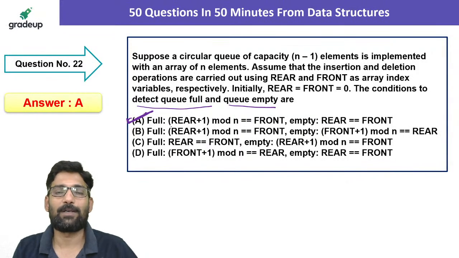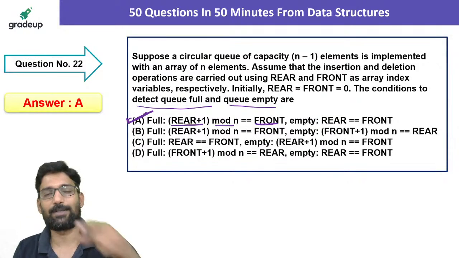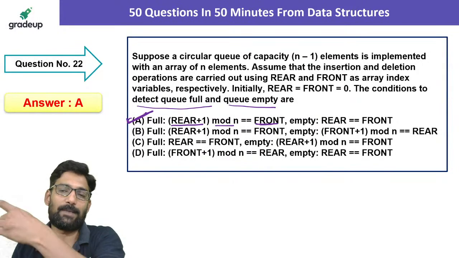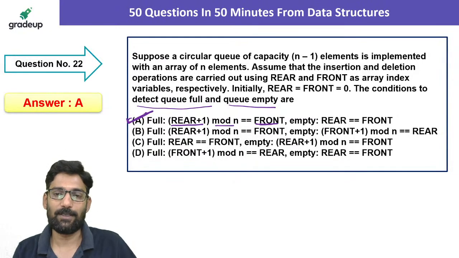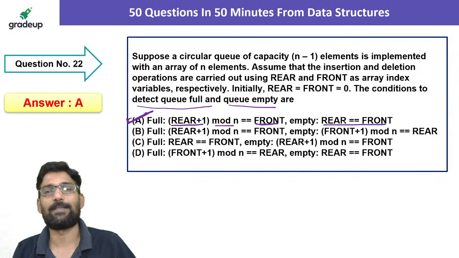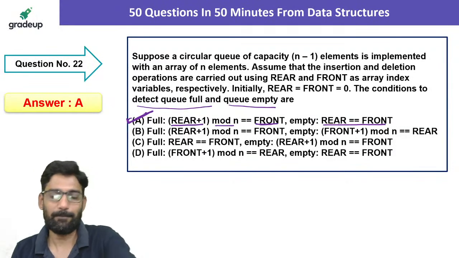To check whether the queue is full or not, rear plus 1 mod n, if it is equal to front, circular queue, no? So if the rear plus 1 meets front, that becomes it is full, and if rear meets front, that means it is empty. Okay. Next question.